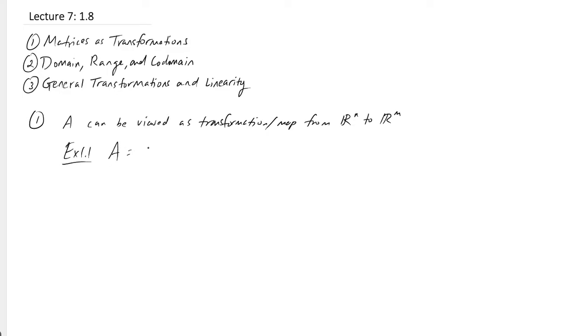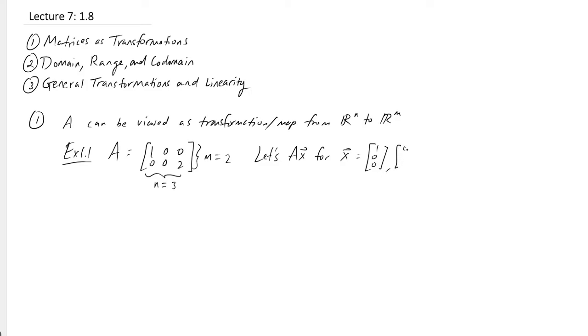Let's look at A, which is [1, 0, 0; 0, 0, 2]. And using our convention, m is going to be the number of rows, and n is going to be the number of columns. So n is 3 here, and m is 2. So let's consider Ax for various x's. We'll do x is (1, 0, 0), (0, 1, 0), and (0, 0, 1).